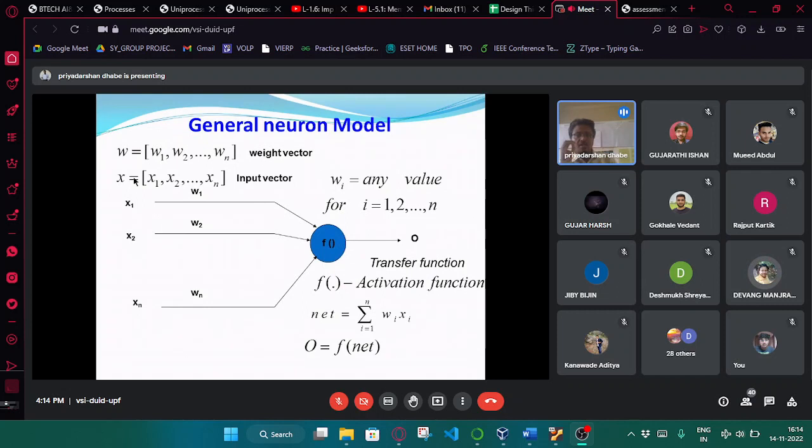So this is the general neuron model. McCulloch and Walter Pitts: one of them is a logician and the second one is a neurophysiologist, a specialized doctor. They have done a lot of study on how neurons in the brain work, and they have proposed a generalized and simplified neuron model. It is called the general neuron model, or it is also famous by their name, McCulloch-Pitts model.